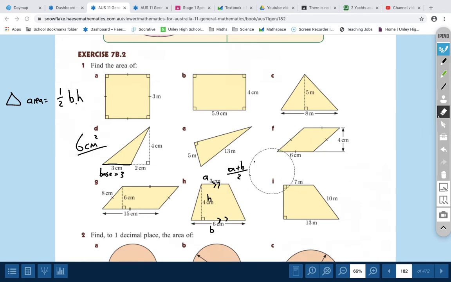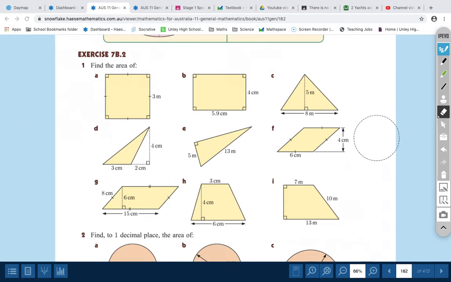Just going to tidy this up now. I've been scribbling everywhere. How about we do this one, because this trapezium here doesn't have a height, which means I can't use the trapezium formula until I know what the height is, right? So what am I going to do? Maybe think about this.